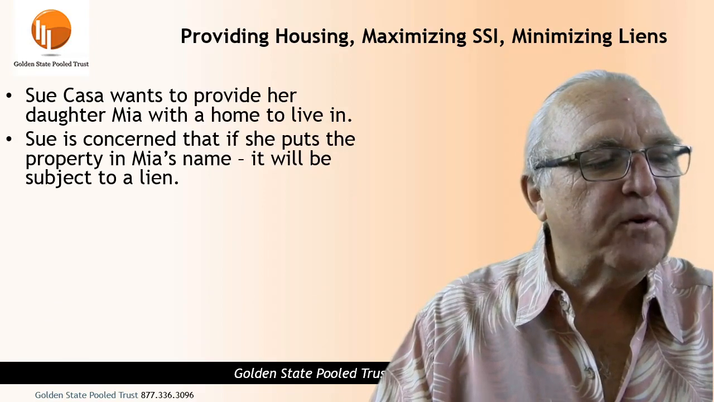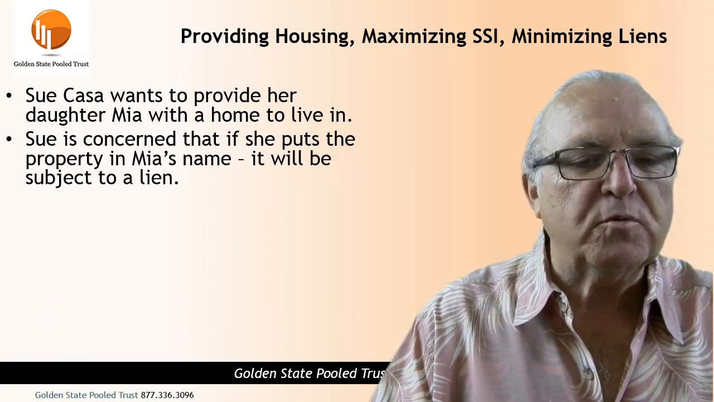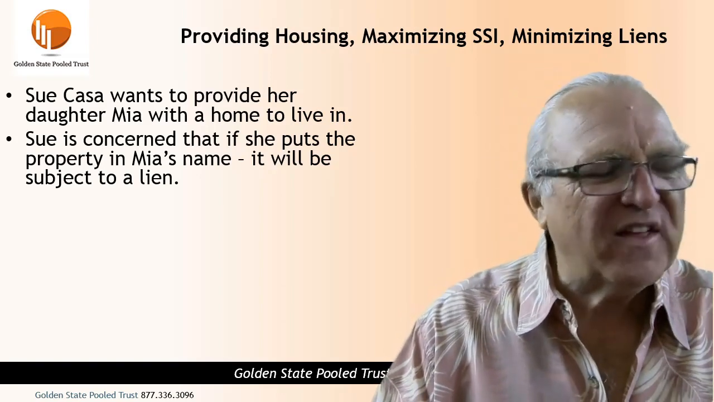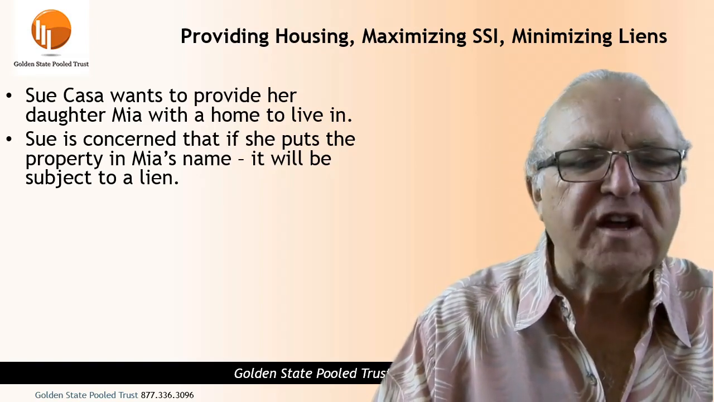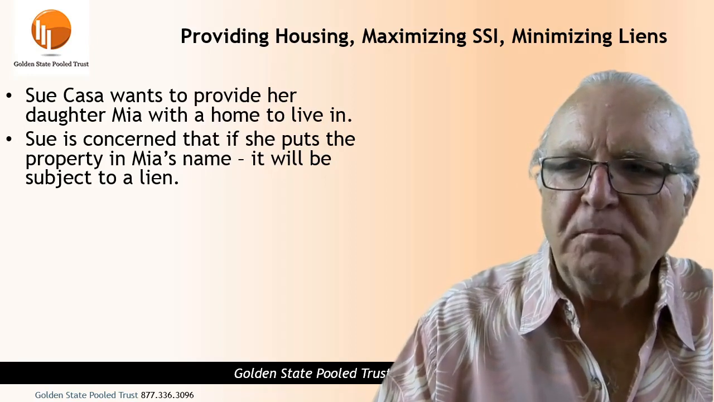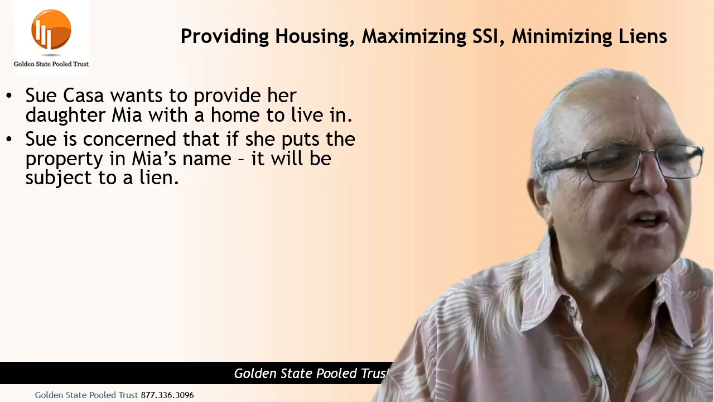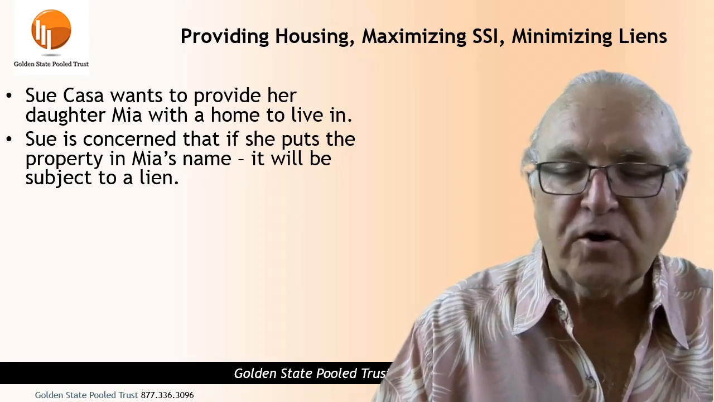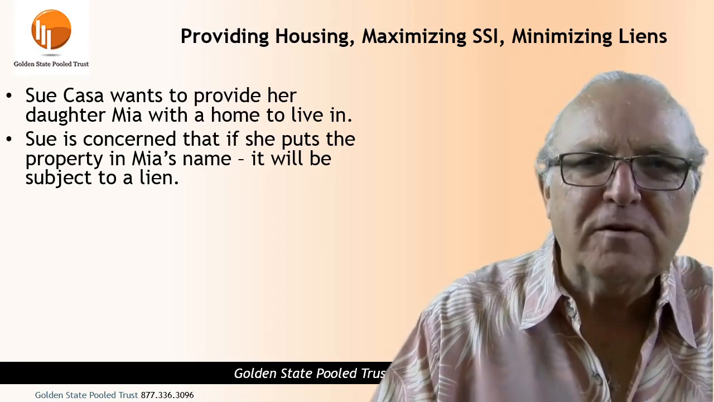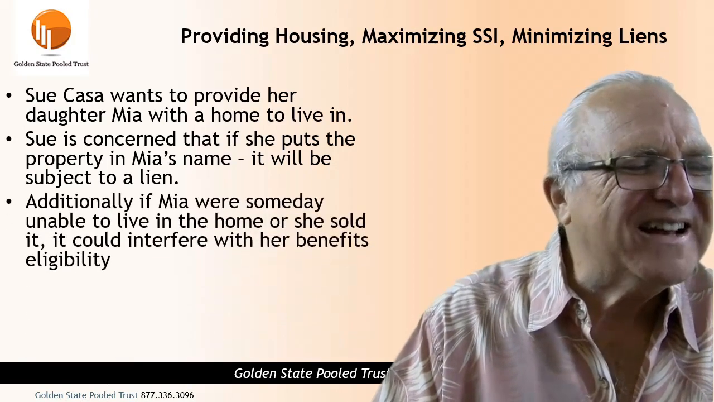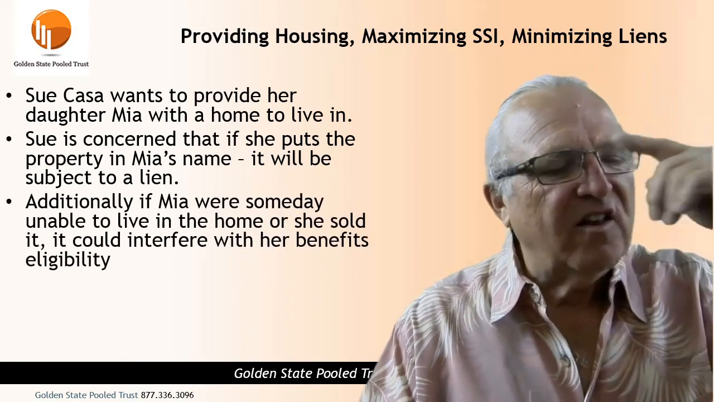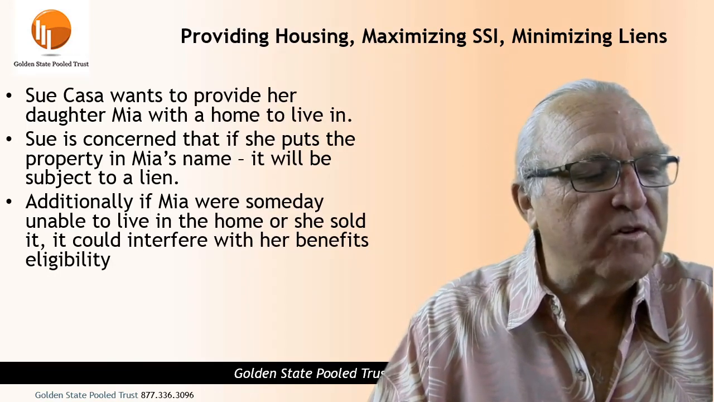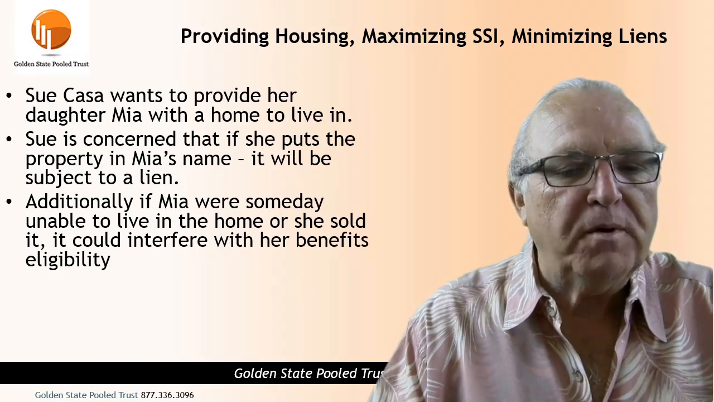Sue is concerned that if she puts the property in Mia's name, it will be subject to a lien. Now, we kind of covered that. If that's the only concern, you could put the house in a living trust, and the Medi-Cal recovery here is only for any Medi-Cal use for medical purposes after 55 that goes through probate. So you could put the property in a simple living trust and avoid that. That's not the end of the story. Let's say additionally, if Mia were someday unable to live in the house and it were sold, it could interfere with her benefits.